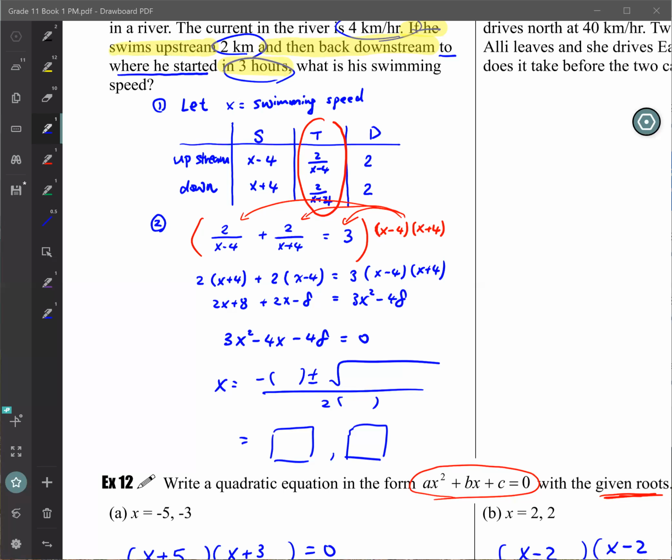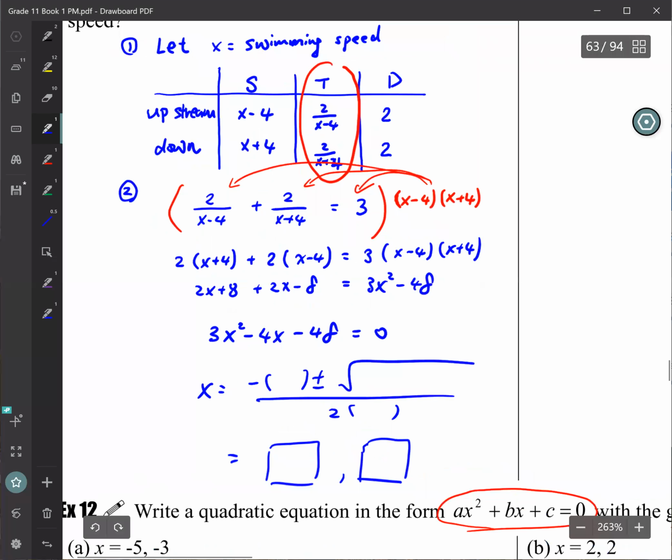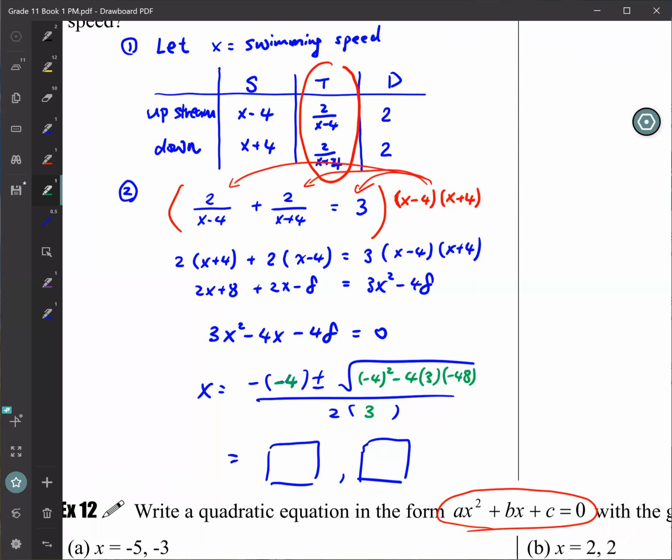Okay, Marcus, can you tell us what to put inside the formula in the brackets? Negative, in the first bracket, it's 4. Negative 4. And then in the bracket under the root, it's bracket minus 4 bracket squared minus 4 bracket 3 bracket, and then in the next one it's negative 48. Yep, very good. Bottom one is just 3. Yep, 2 times 3. So have you got the two answers yet?